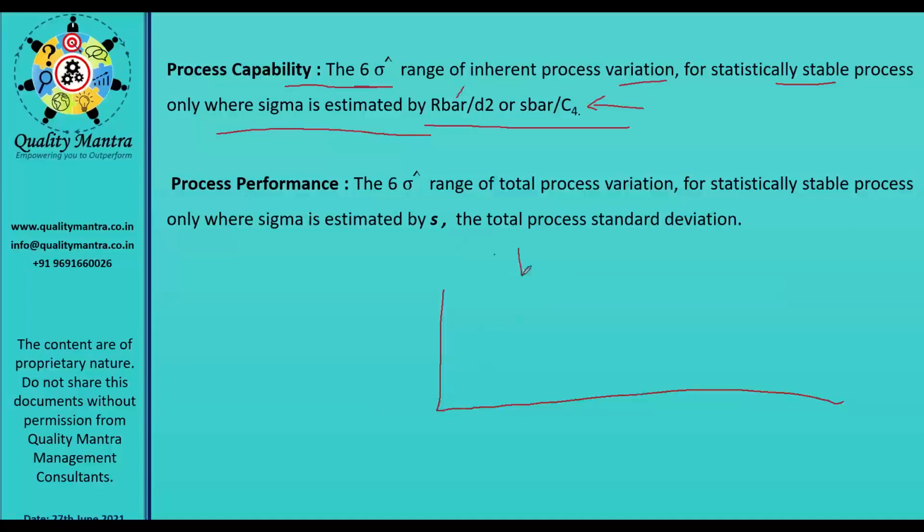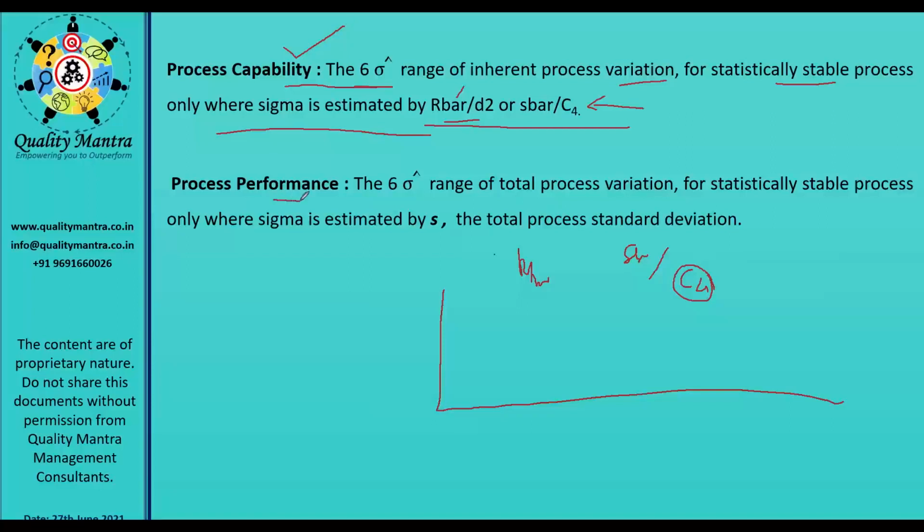You are calculating the R bar, you have the standard value of D2, and you will calculate the S bar and you have the standard value of C4. That day in the table I showed you the values of B3, B4 and C4 also. So you need to use S bar by C4 or R bar by D2 to calculate the standard deviation when you are going to use it for the process capability. And that is CP.